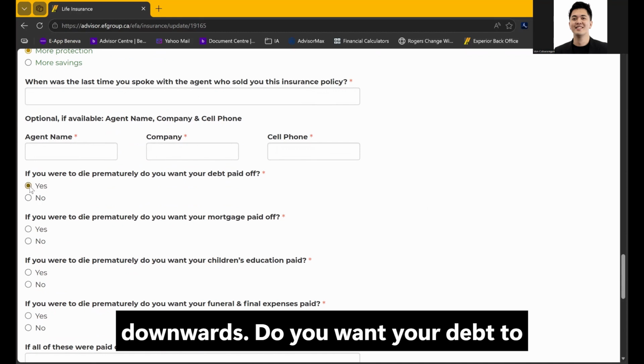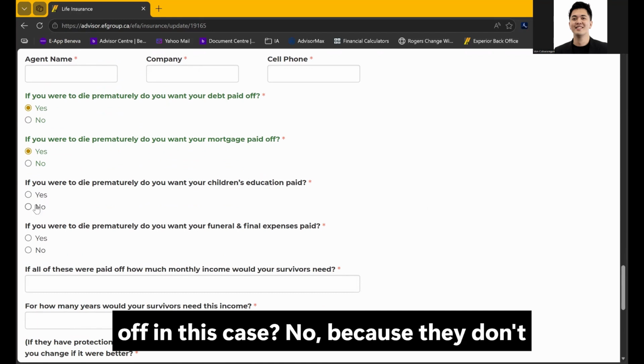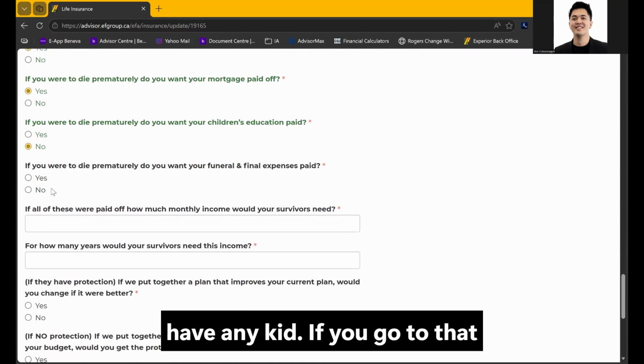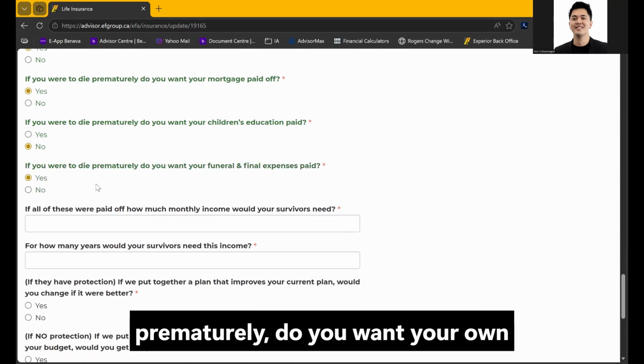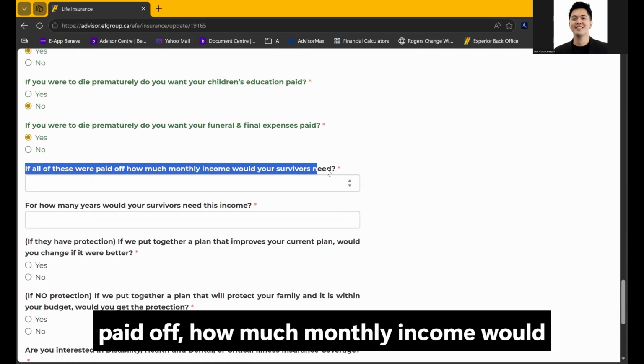Do you want your debt to be paid off? Yes. Do you want mortgage to be paid off? Yes. Children's education paid off? In this case, no, because they don't have a kid. If you're to die prematurely, do you want your own family expenses? Yes. Now, if all these were paid off, how much monthly income would your survivors need?